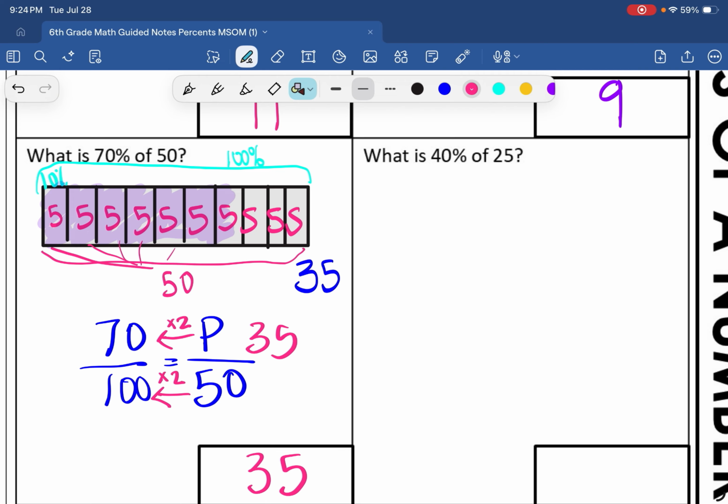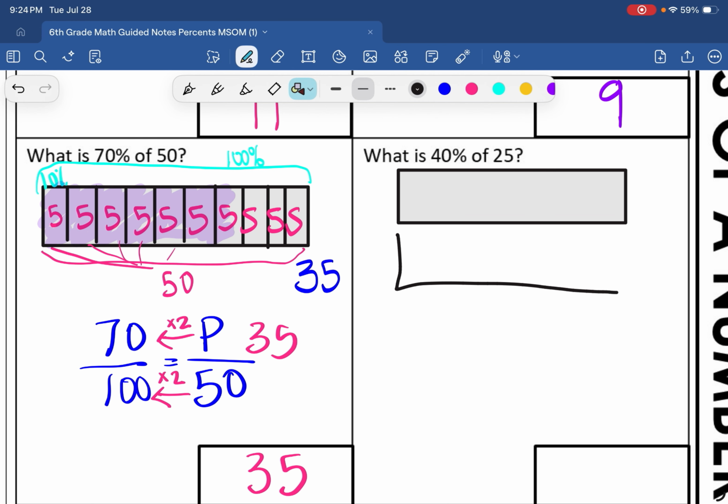What is 40% of 25? I can't take 100 and divide it by 40 and get a whole number, but I could break it up into 10% and then do 4 sections, or I can break it up into 5s and do 2 sections. You don't need to do both ways. I am just going to show you both ways so you can see how they are actually the same.